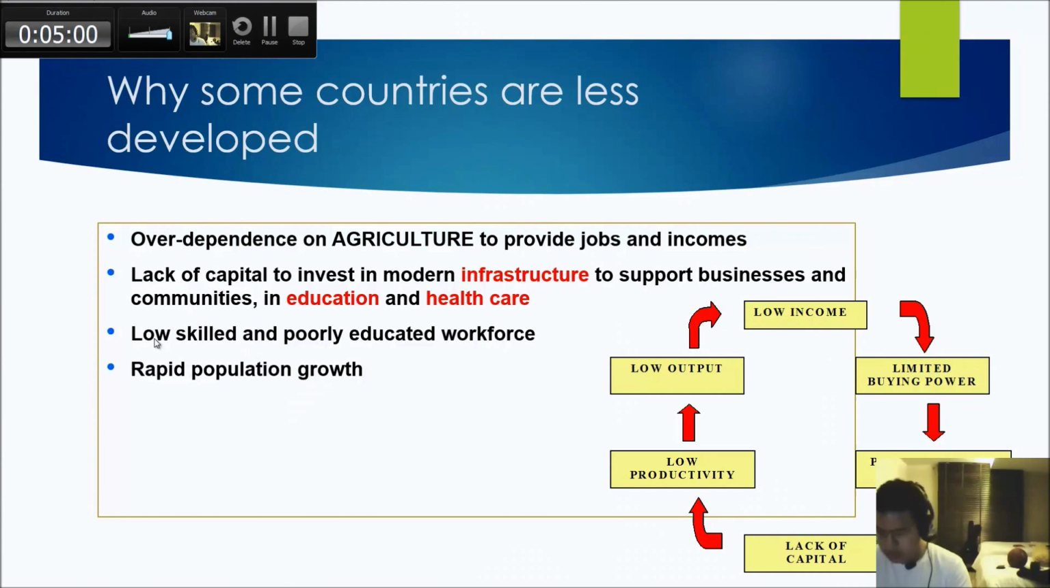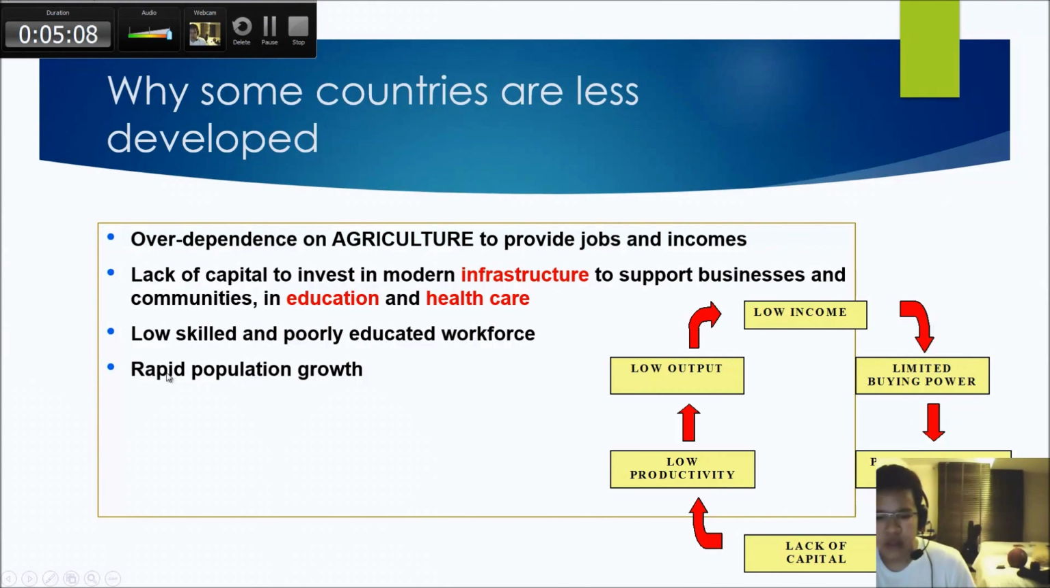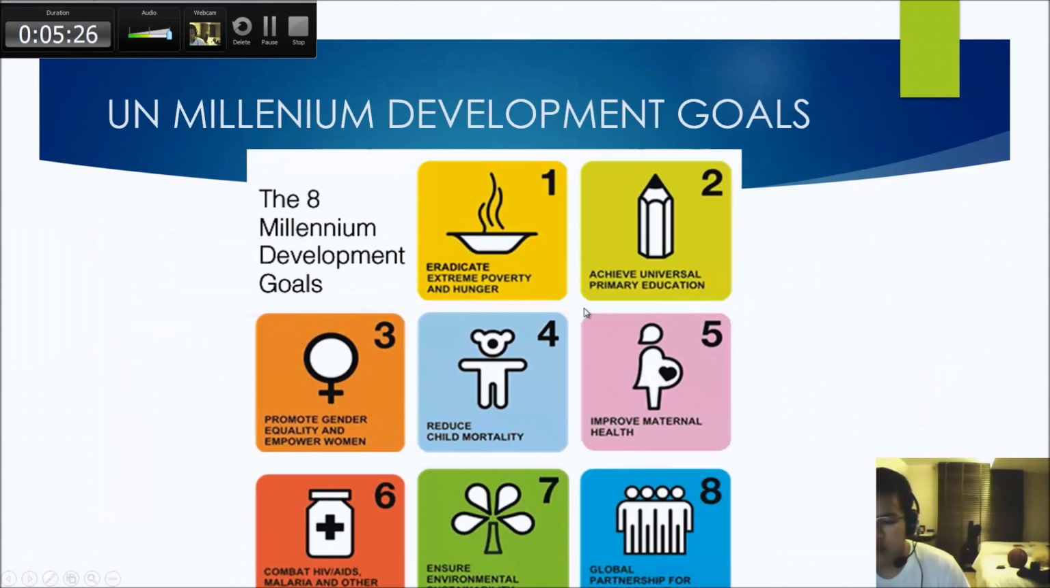Third of all, there are low skilled and poorly educated workforce, as you can link to the previous slide where I've demonstrated on paint. And last of all, they have rapid population growth, and this diagram or cycle flow thingy demonstrates it perfectly. Low income, limited buying power, poor incentives to invest, lack of capital, low productivity, low output, and it would go on and on and on.